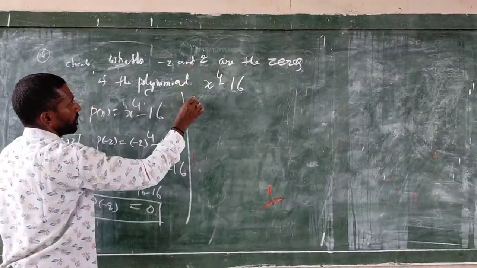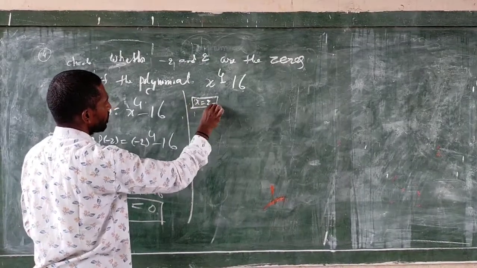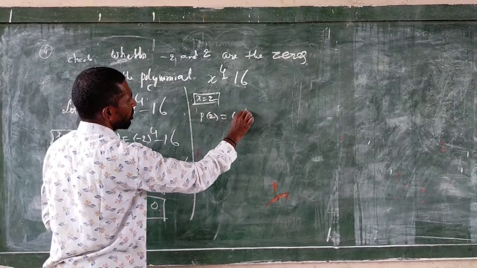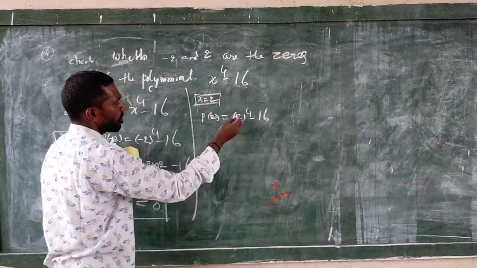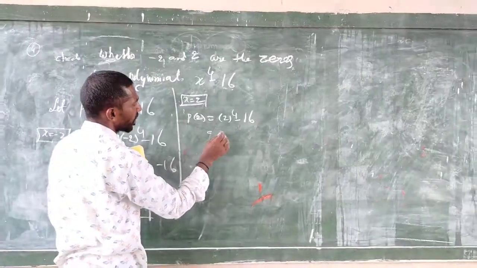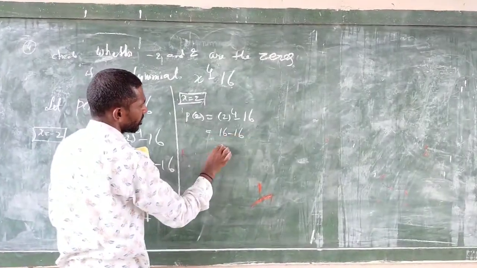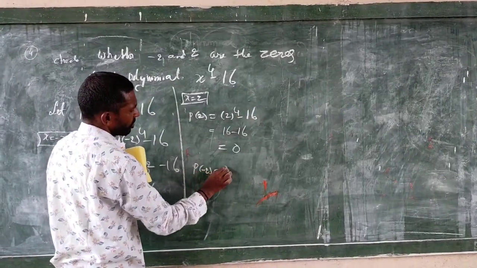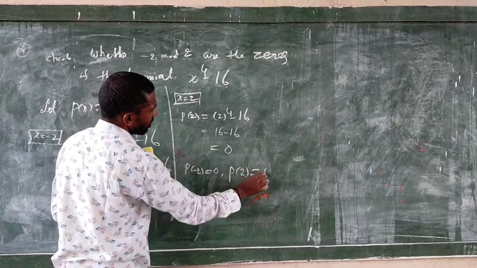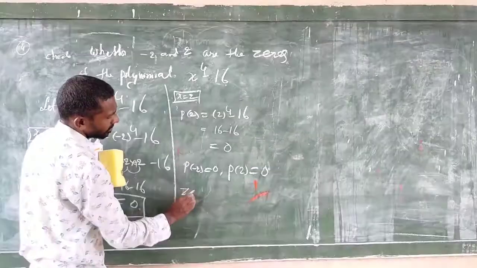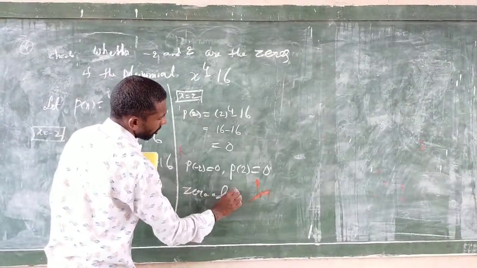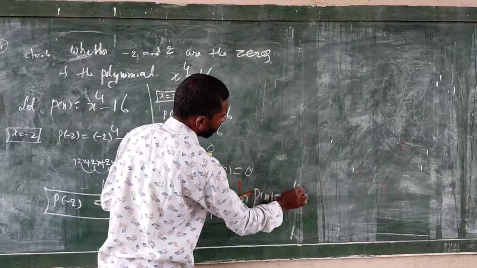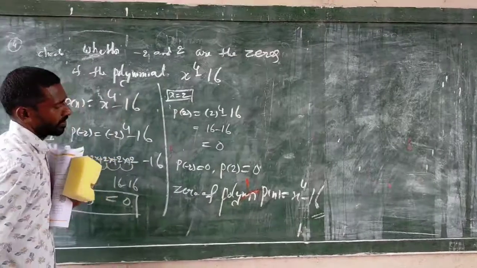Next one, x equal to 2, substituting in the equation. So P of 2 equal to 2 to the power of 4 minus 16. So 2 to the power of 4, 2 into 2 into 2 into 2, 4 times multiplication. 16 minus 16 is equal to 0. So P of minus 2 is equal to 0, and P of 2 value is also 0. So the zeros of the polynomial are minus 2 and 2 for the equation P of x equal to x to the power of 4 minus 16. Okay.